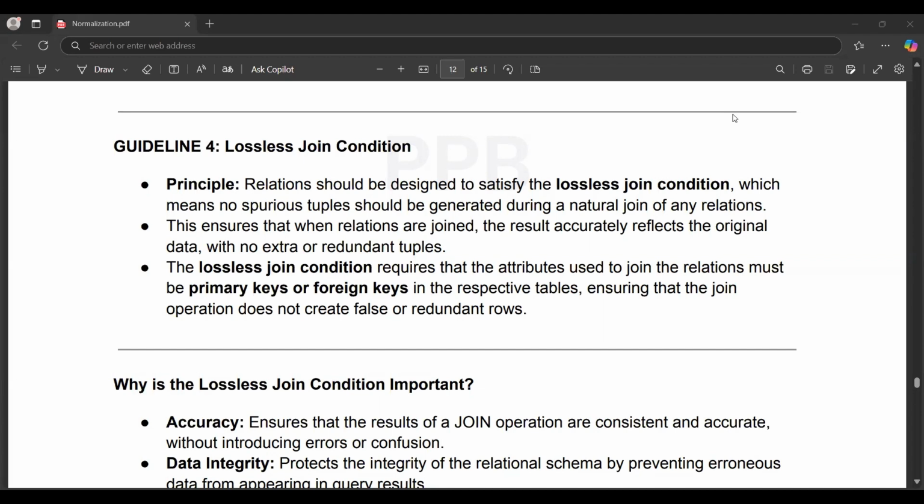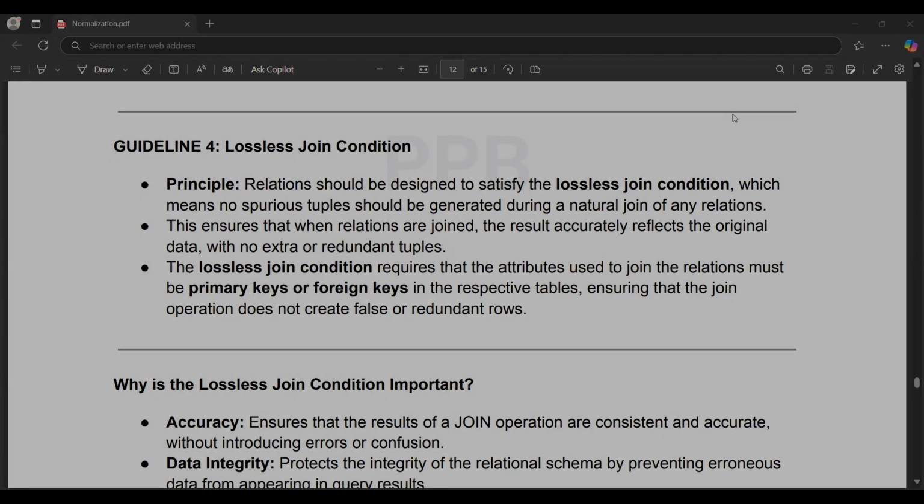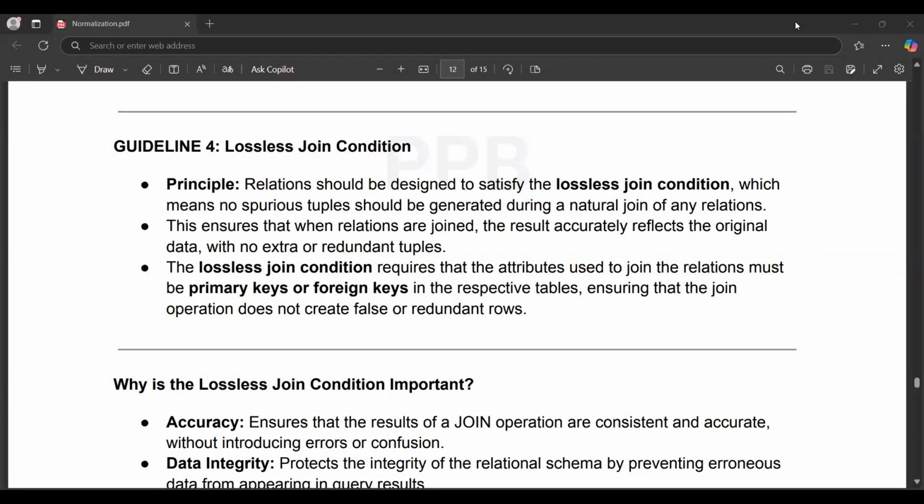So in informal guidelines, we have come to the final and fourth guideline, the lossless join condition. So yeah, welcome back to PPV, and let's just dive right in. Guideline 4, lossless join condition.